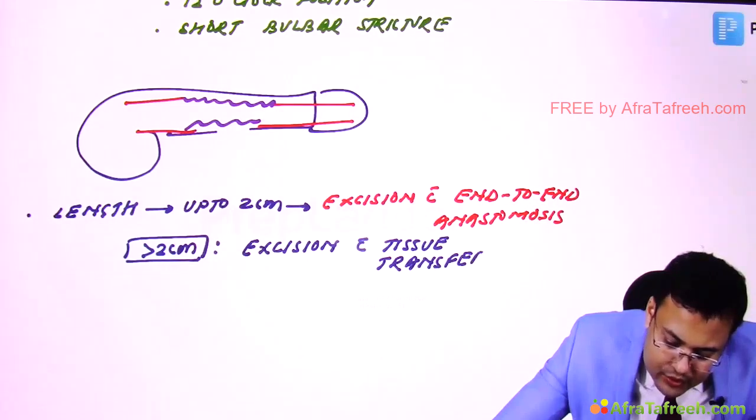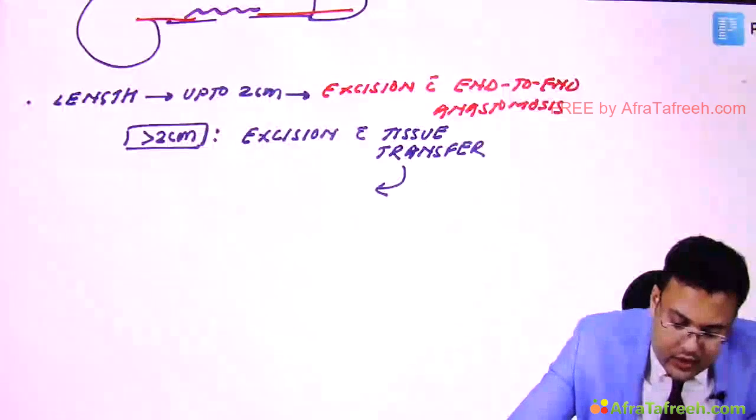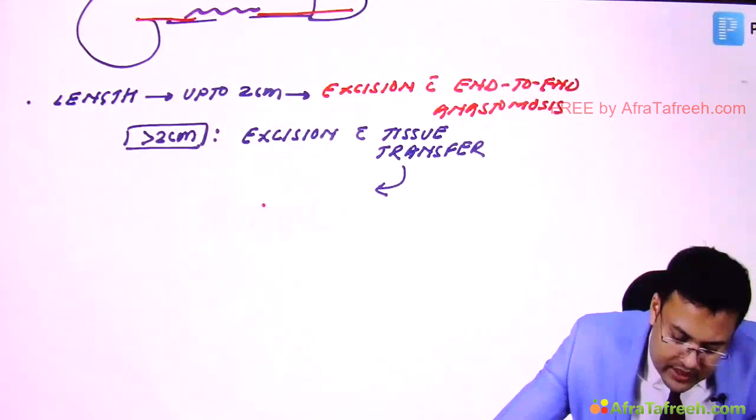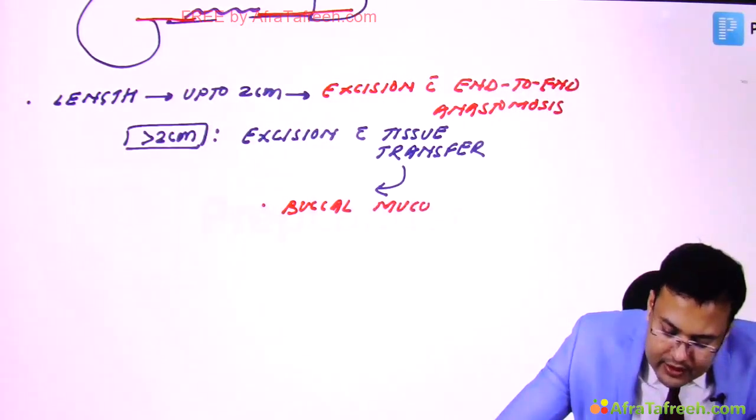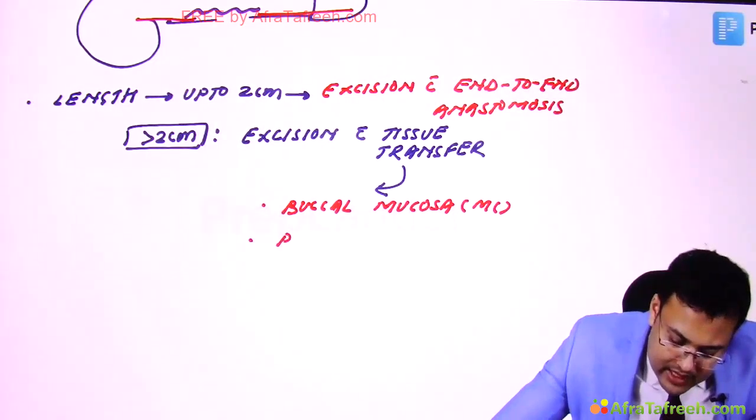Clear? And the tissue is being taken from, what's the donor site? Most commonly it's the buccal mucosa. This is a frequently asked question. Buccal mucosa most commonly. Other sites are bladder mucosa and penile skin.